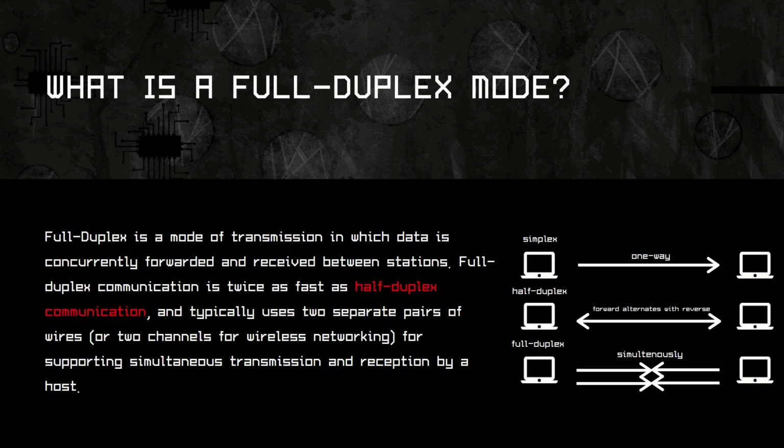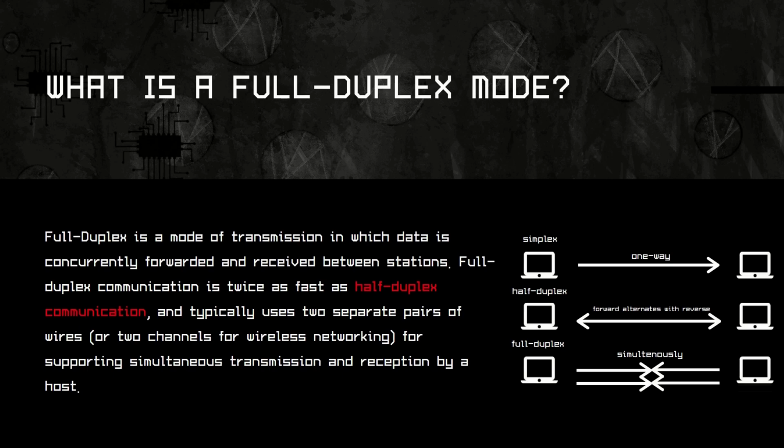As you can see here on the screen, we have simplex, half duplex, and full duplex. Simplex is a one-way transmission only. In half duplex, we have the reverse kind of communication, like forward alternating with the reverse. And in full duplex, as you can see, it's very fast, like it will simultaneously send packets and receive packets. Full duplex is twice as fast as compared to half duplex.